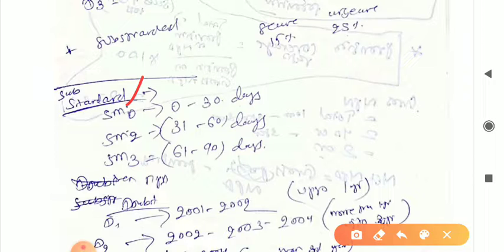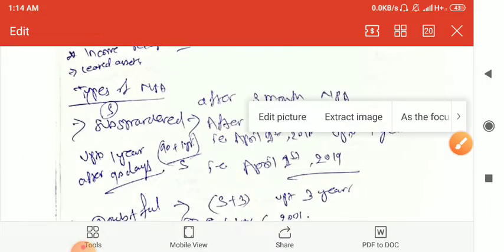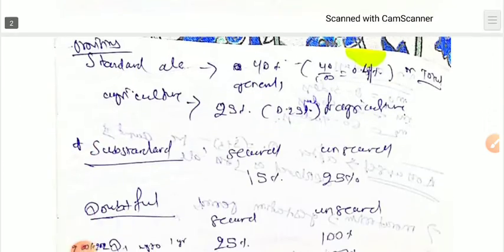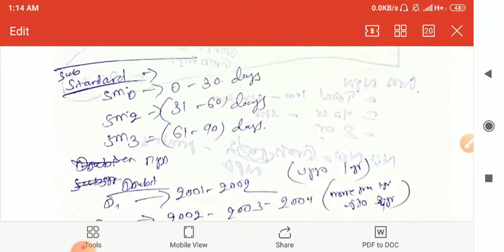The next one is SM0 substandard. SM0 1 2 like that. So SM0, M0, let me complete here first. M0 1 2, where is that? Here.